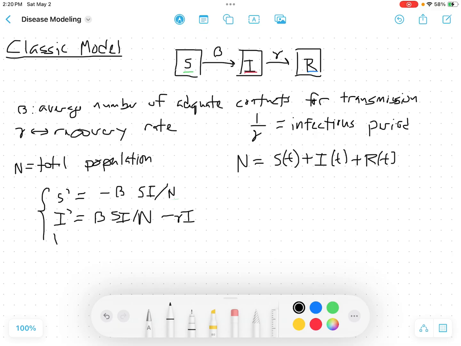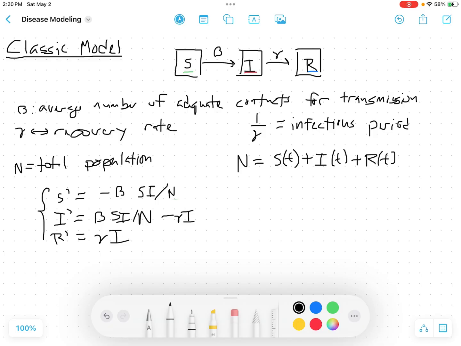compartment, and then recovery, again, people are moving at this rate, and so that would be the rate at which individuals are entering the recovered category, but it would be positive, and it would also not be written in red, unless you really want to. So that would be our model.